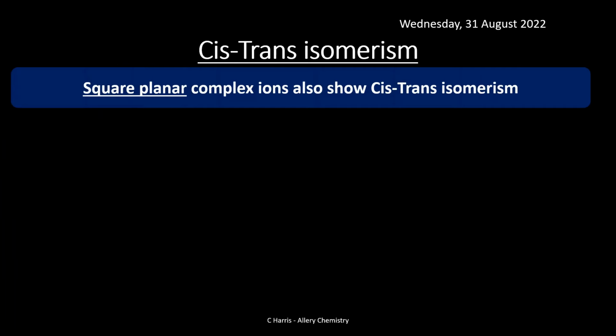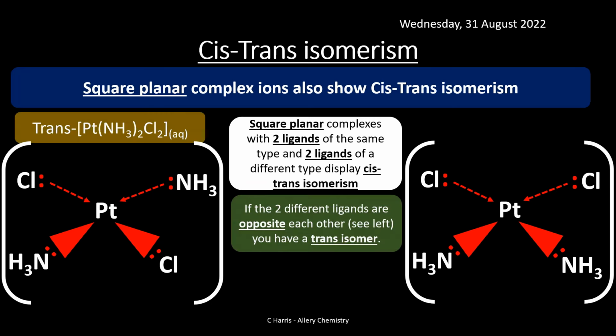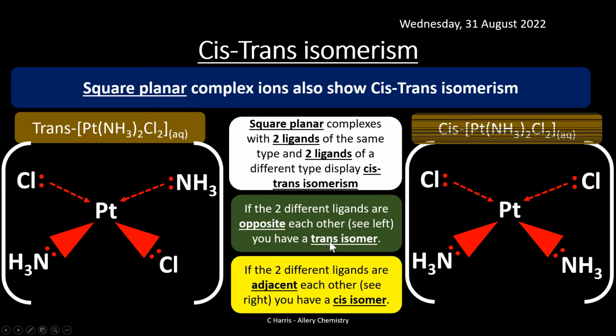Okay, square planars also show some cis-trans isomerism. You can see here, this is cisplatin, one of them anyway. It's an anti-cancer drug. Let's have a look at them in a little more detail. This one is transplatin. If you've got two ligands that are opposite each other, opposite the platinum, and vice versa with chlorine, then these are trans isomers.